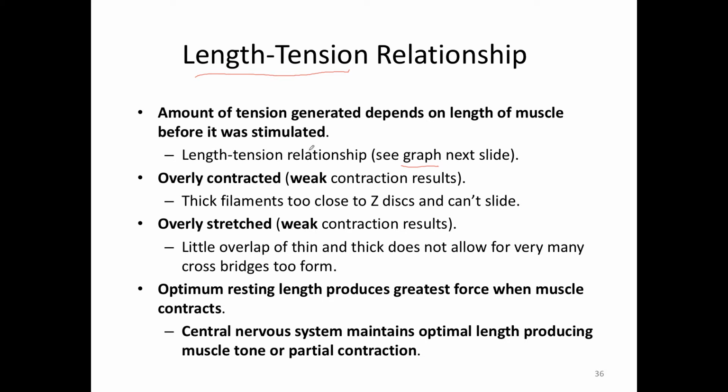The amount of tension a muscle is able to generate depends on how long it is before it was stimulated. So if the muscle is overly contracted, weak contraction results because the thick filament tips are too close to the Z-disc and they don't really have any room to slide any further. Overly stretched sarcomeres have very little overlap, so there aren't very many cross bridges between the two, which means that there's not a lot of grip of myosin on actin. So in either case, you get weak contraction. Optimum resting length produces the greatest force when muscle contracts, and that's a constant state of partial contraction that we call muscle tone.